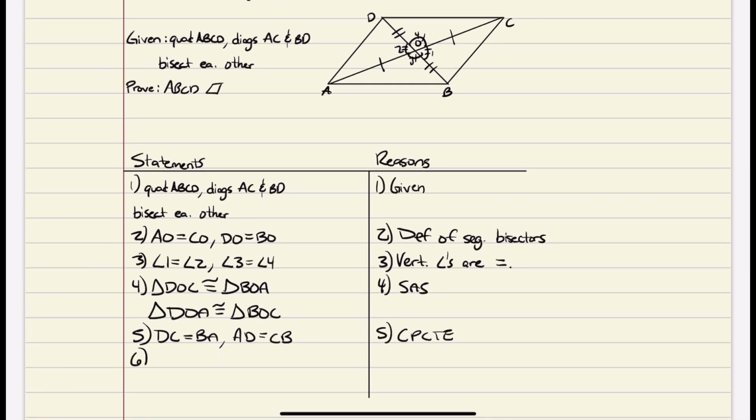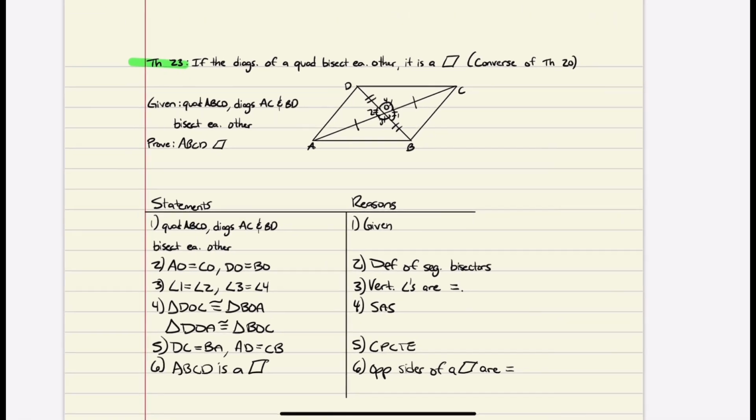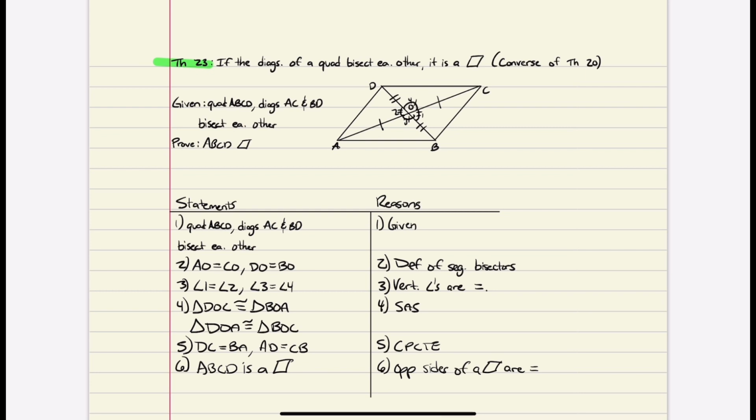And then number 6, we can say that ABCD is a parallelogram because opposite sides of a parallelogram are equal. There it is. Theorem 23, if the diagonals of a quadrilateral bisect each other, it indeed is a parallelogram.